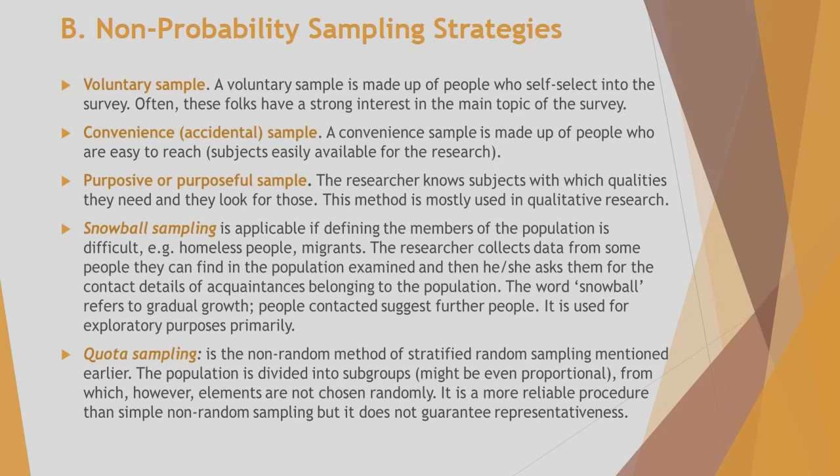The last type of non-probability sampling strategies is quota sampling. This is the non-random method of stratified random sampling mentioned earlier. The population is divided into subgroups. These might be even proportional, having the same size, from which, however, elements are not chosen randomly. In that case, the selection of members does not follow simple random sampling. It is a more reliable procedure than simple non-random sampling, but it does not guarantee representativeness.